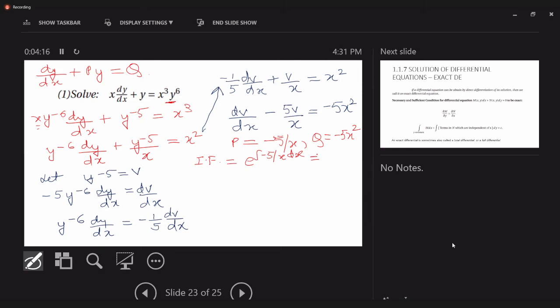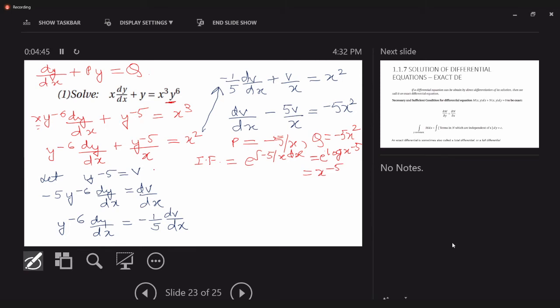Minus 5 log x, isn't it? But now we will use some basic identities of logarithms. So minus 5 log x means we can write it as log x raised to minus 5, right? Yes. So e raised to log x raised to minus 5 means, how can we write this finally? x raised to the power minus 5. Fine. So this is our integrating factor.